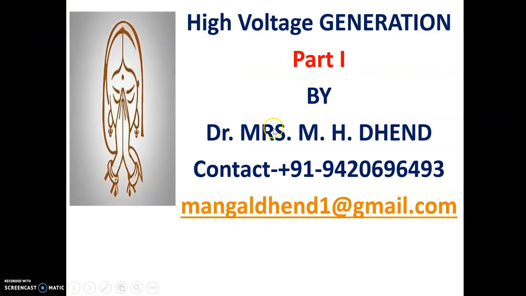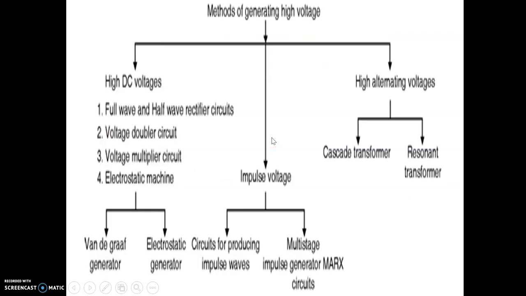This is part 1, and in this part we will see the cascaded transformer. If we look at high voltage generation methods, there are different methods to generate DC voltage, AC voltage and impulse voltage. But in the syllabus, the scope of DC voltage generation is very less as compared to earlier. So we'll focus on generation of impulse voltage and high AC voltage.